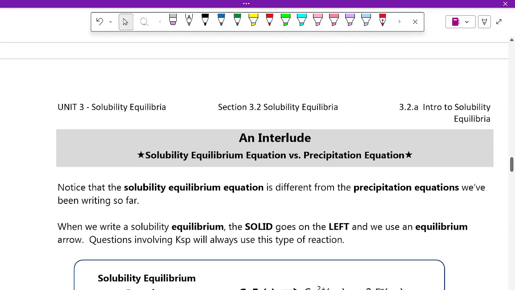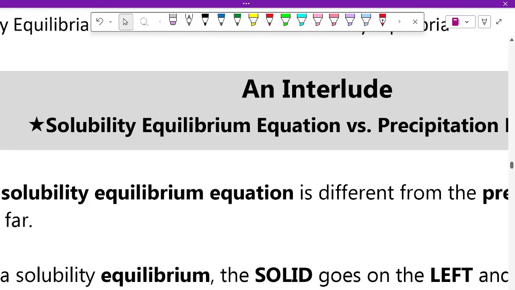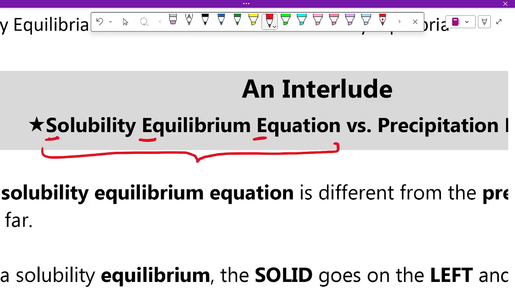And this next bit is not in the Professor Dave video at all. We are going to talk about the solubility equilibrium equation, which we've just been introduced to today. What do we call the solubility equilibrium equation if we want to abbreviate it? That's called the SEE, the C.